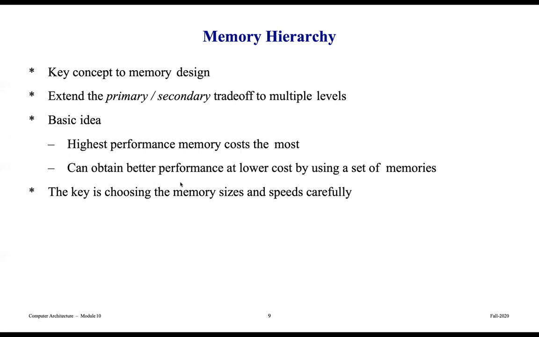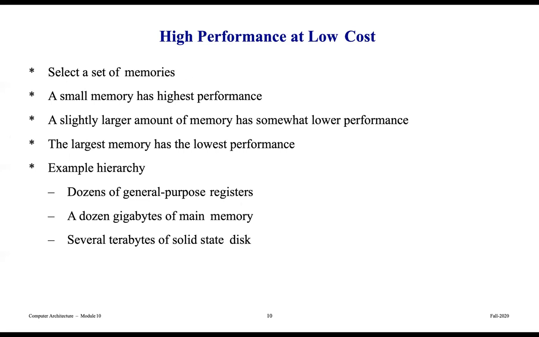You can obtain better performance at lower cost by using a set of memories, more than one category of memory. The key is choosing the memory sizes and speeds carefully. Make sure that they're matched with other components. So it's always great to get high performance at low cost. This would get into the selection of a set of memories based on exactly how much high performance you might need.